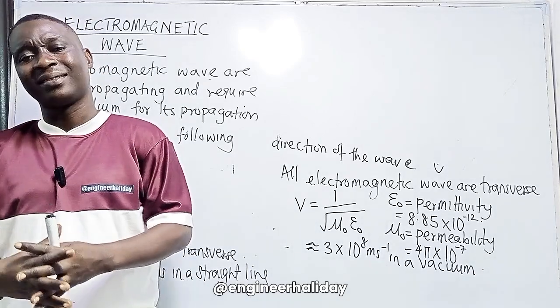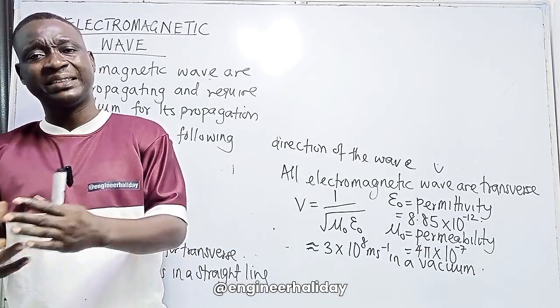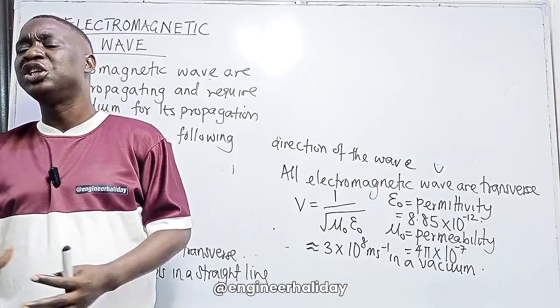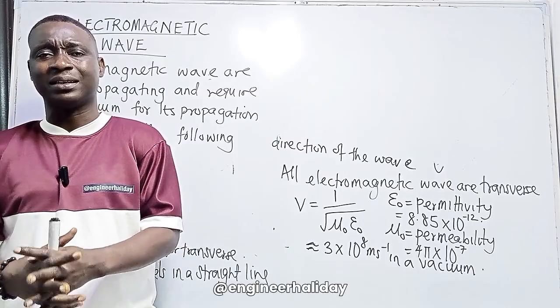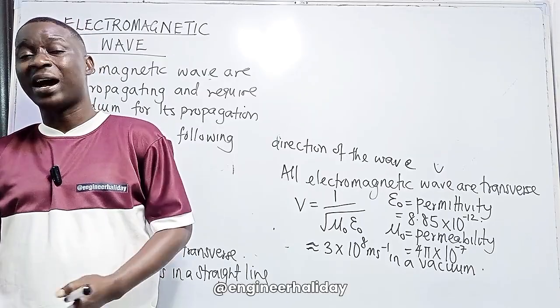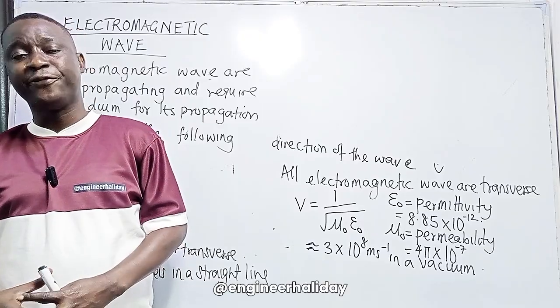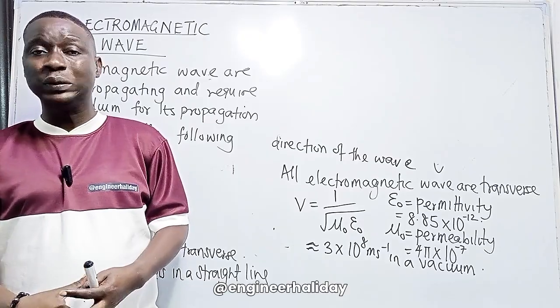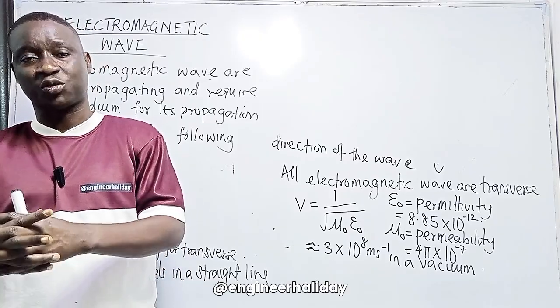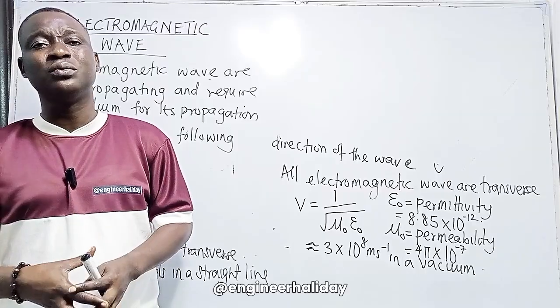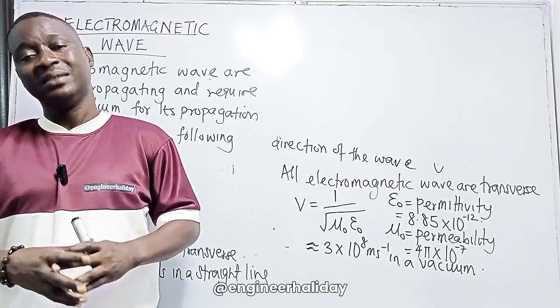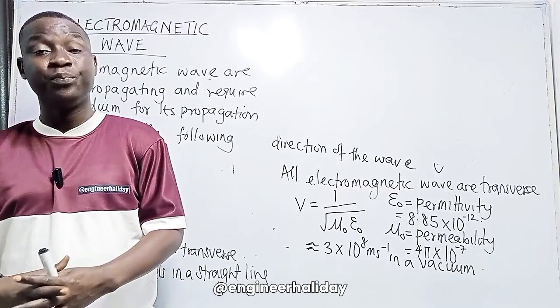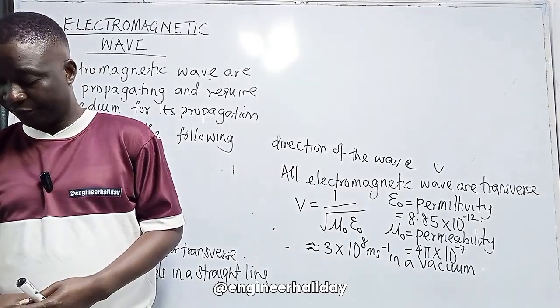We have also said that they can be produced as a result of a magnetic field and an electric field being in contact with each other. The electric field must be at right angle to the magnetic field, and even at right angle to the direction of the wave, which makes them all transverse waves.